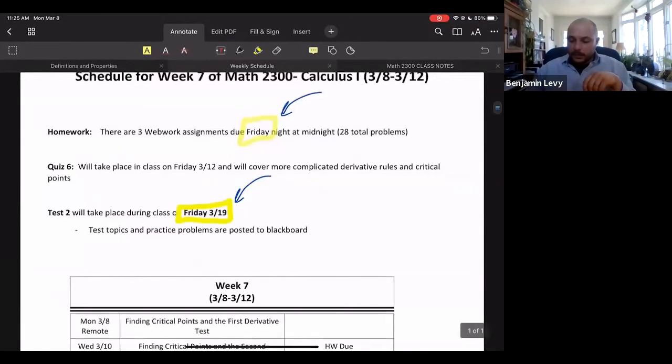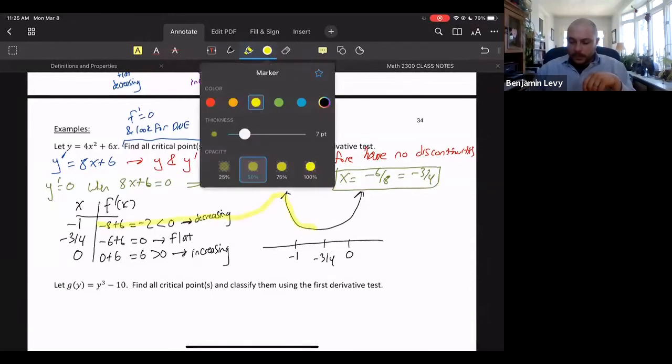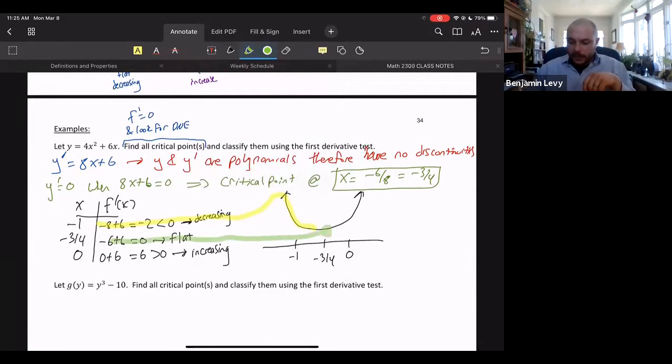Right, this piece just told us it's flat right there. And then this piece told us the right side.